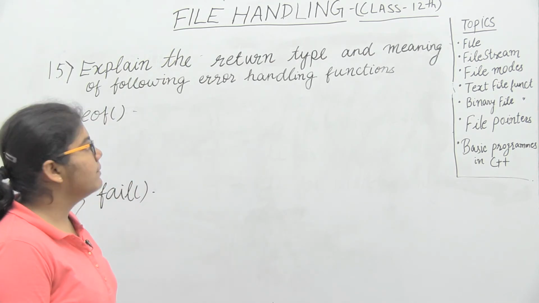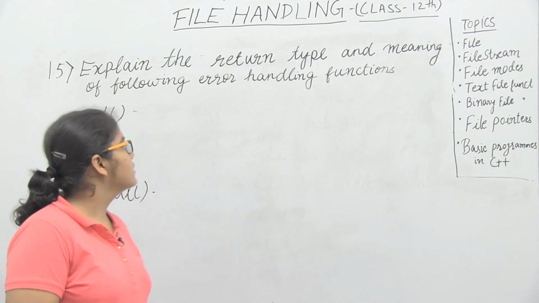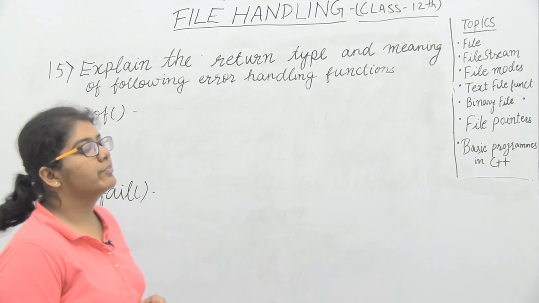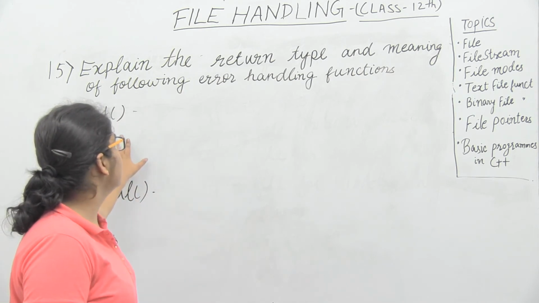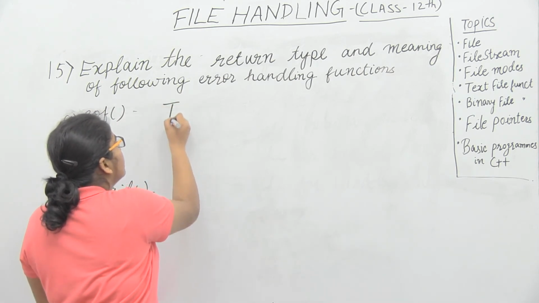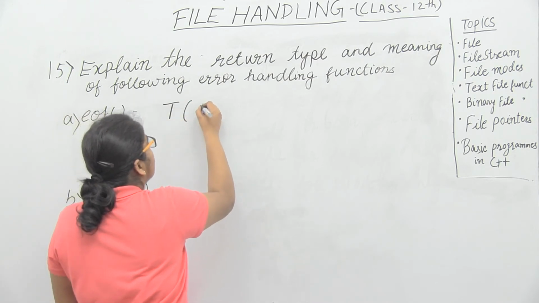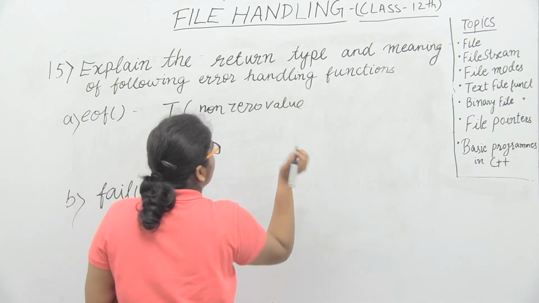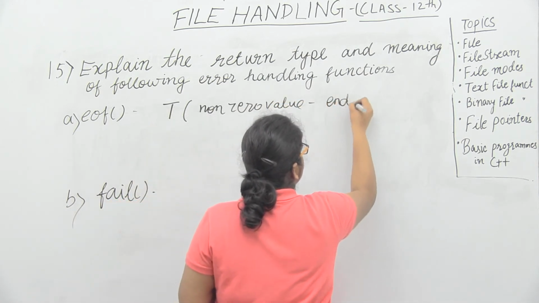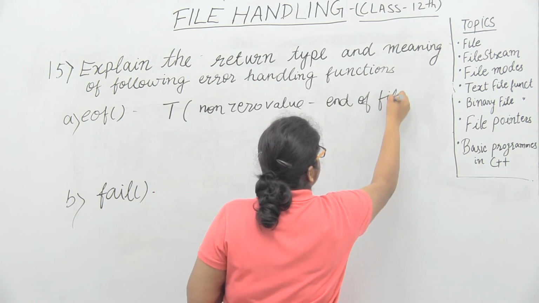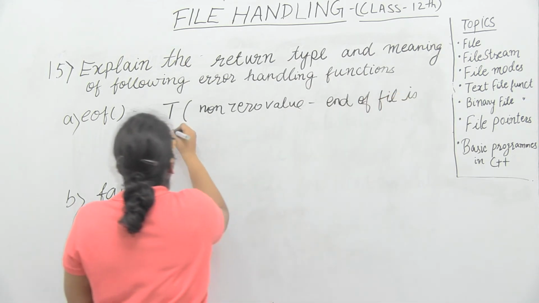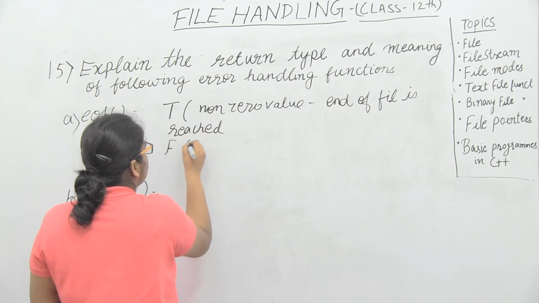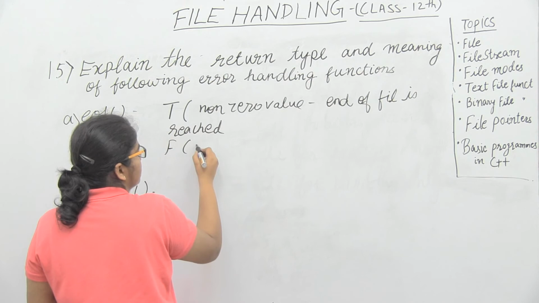Explain the return type and meaning of the following error handling functions. First, eof, second, fail. eof is the end of file function. It returns true or some non-zero value when the end of file is reached. Otherwise it returns false, that is, 0 value.